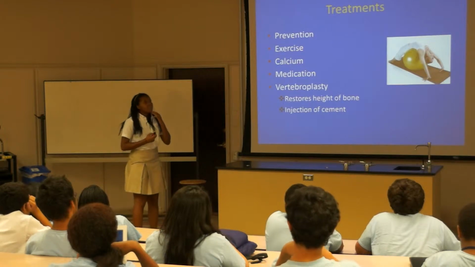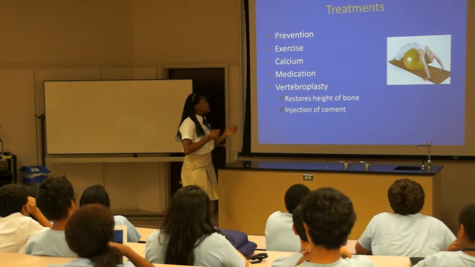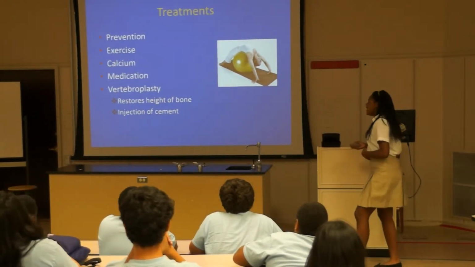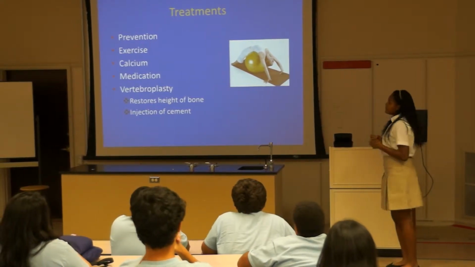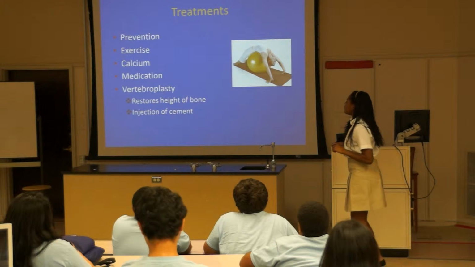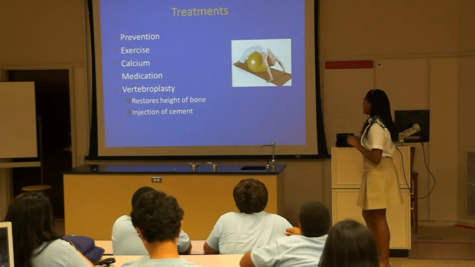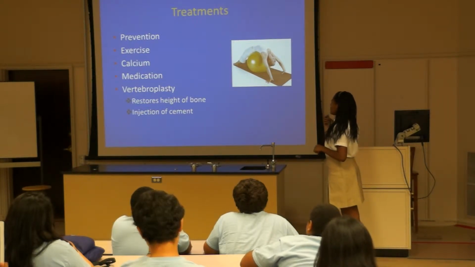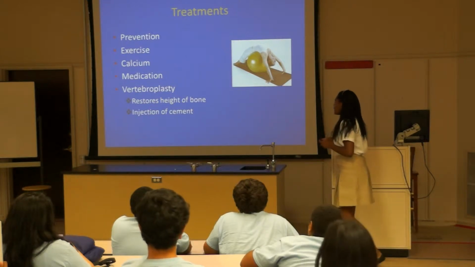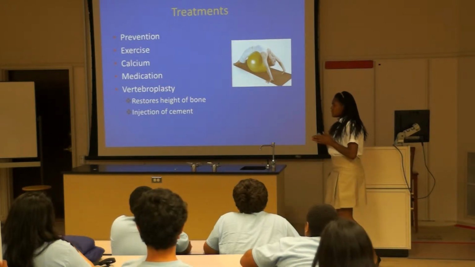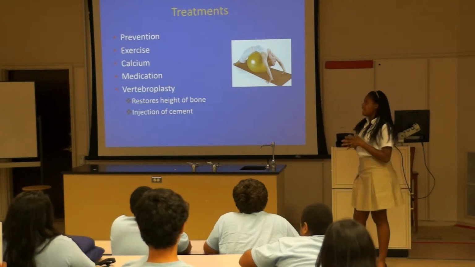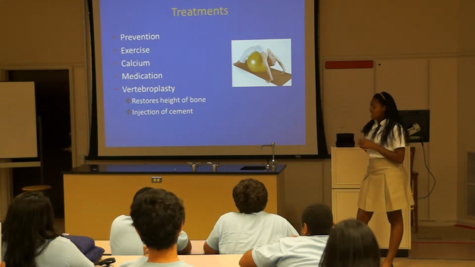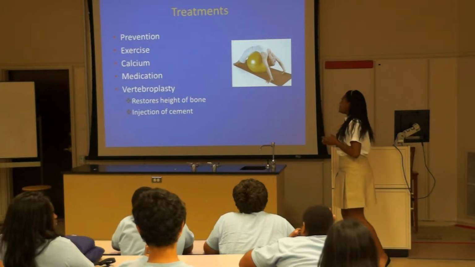So some treatments for bone injuries are just prevention, period. Just don't get injured, because when you get injured, then you go through a process, and it's easier for you to get another injury. Exercise, once you are injured, exercise and strengthen your back. Drink calcium. Medication, and there's a procedure where it restores the height of the bone. So basically, a doctor will inject cement into your spine at the site where the vertebrae was crushed, and it just makes it stronger and keeps its shape.